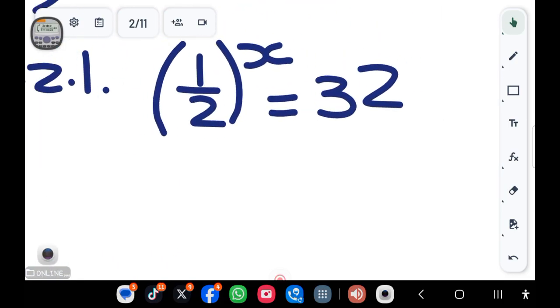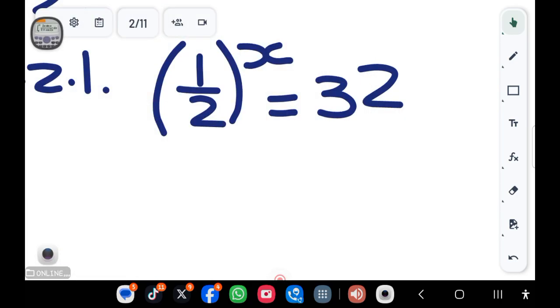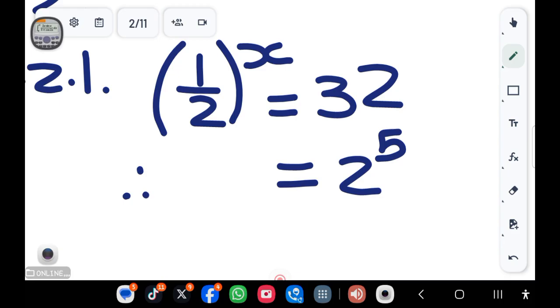So what you do is you express the right hand side as a power. And if you're not sure what that is going to be, use a calculator. You punch the number in, 32, and then you go shift fact. And that will express it as 2 to the power of 5. You should know how to do that by now.